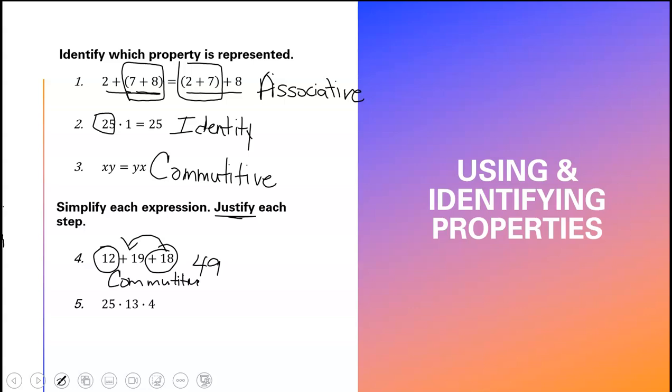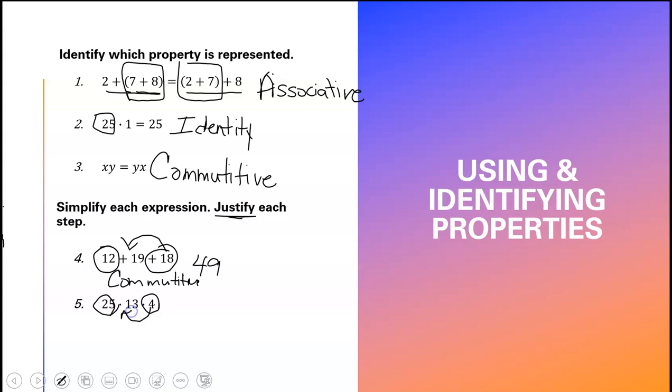Again, I'm looking at 25 times 13 times 4. Yikes. I don't want to have to spend too much time on a simple problem like this. I like 25 because 25 reminds me of quarters. And then I see this 4, and I know how much 4 quarters are equal to. Well, 4 quarters are equal to 100. So that is what I want to do first. I want to do the 25 times 4.